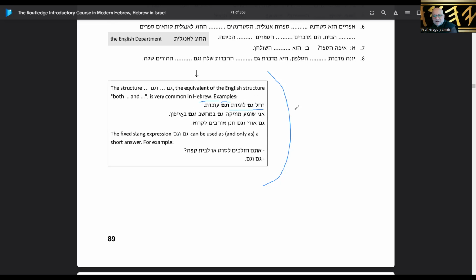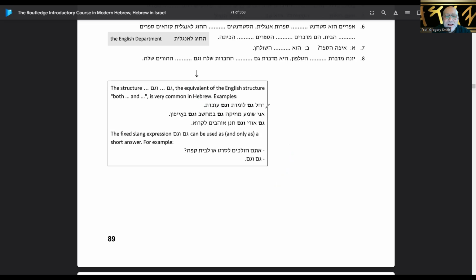Let me see what the Raquel gam lomedet v'gam ov... Oh, ovedet. That's not Ivrit. It's ovedet. Ovedet. Yeah, Raquel both studies and works. Okay, so that's what was messing me up. For some reason my mind played a trick on me. I thought that was Hebrew, Ivrit, but it's not.